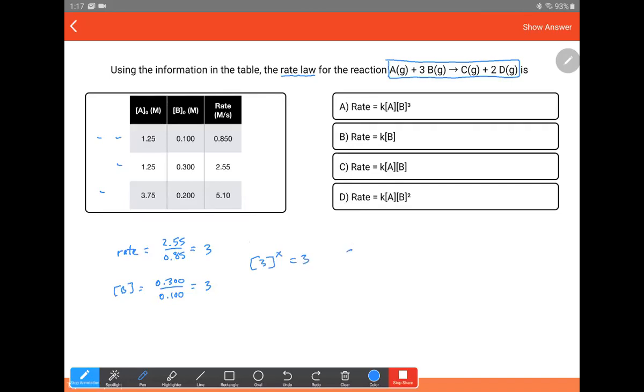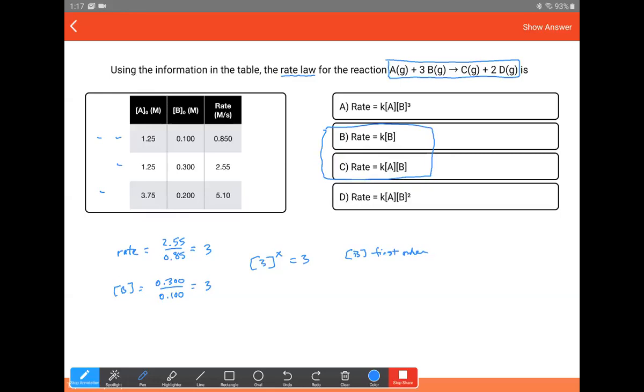So B is first order, which leaves us with these two possibilities. Now we've got to identify A. What is the order of A? So this is where it gets a little bit tricky. So we're going to use lines 1 and 3.